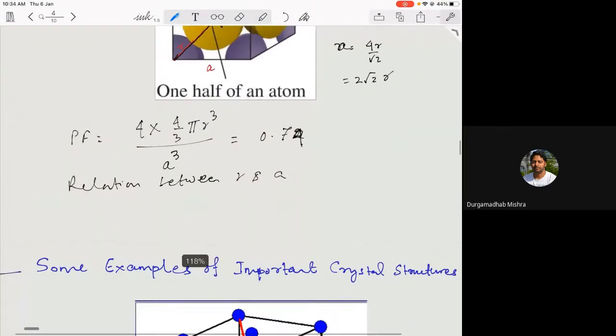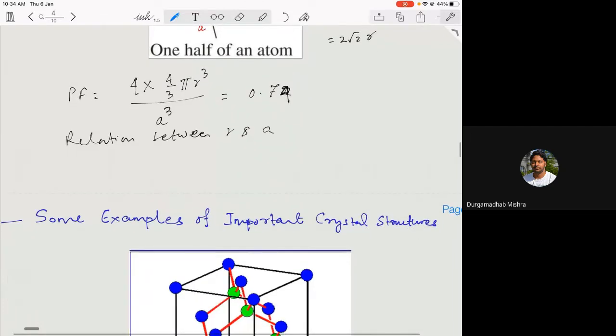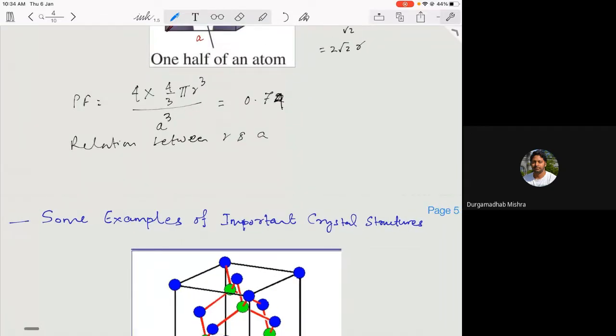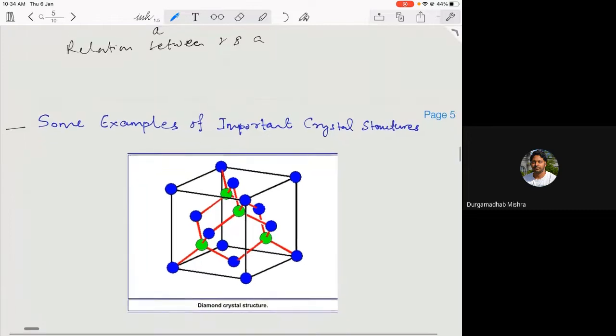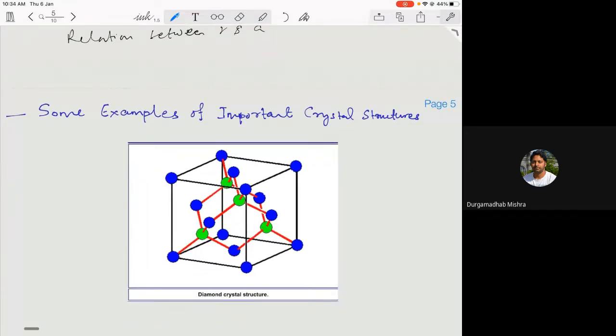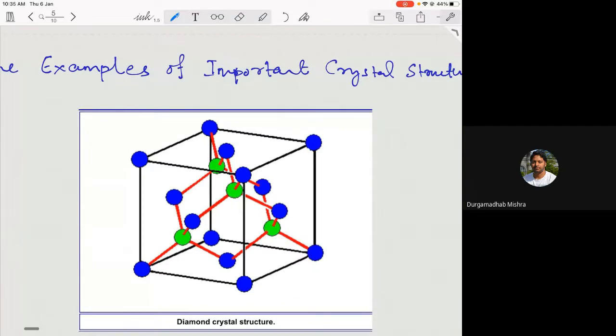So let's look at some examples of crystal structures which are quite important when we talk about materials, particularly electronic materials. One example you probably already know is the diamond structure. Here what you have are the carbon atoms, all of them carbon atoms. The black lines represent the lattice or the unit cell, and the red lines represent the bonds.